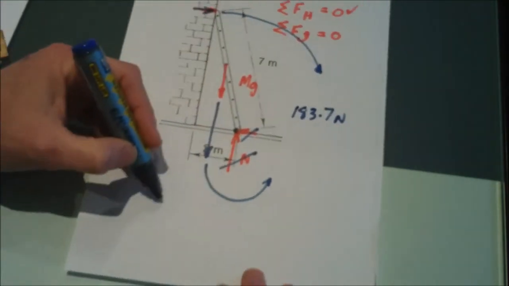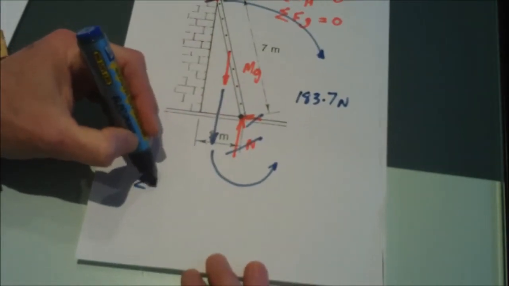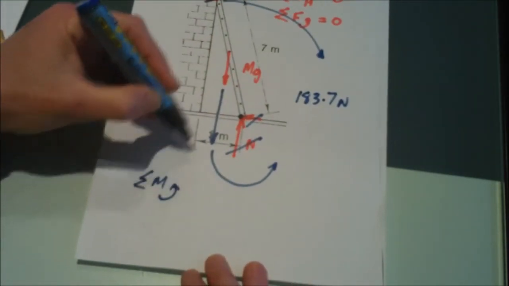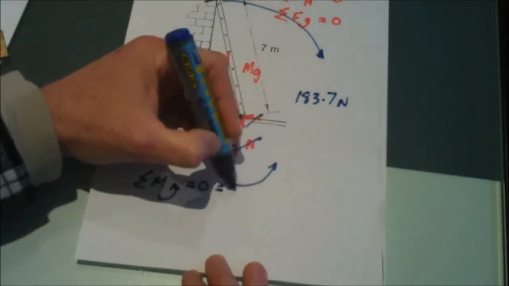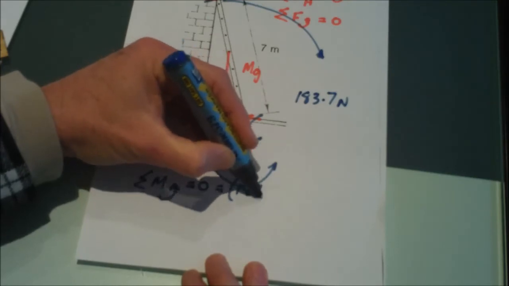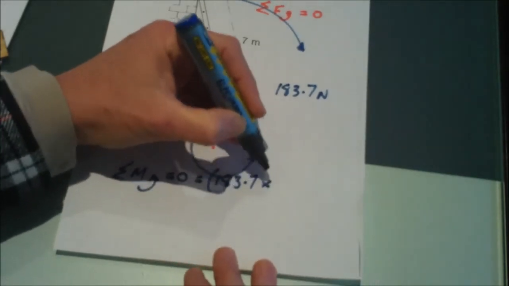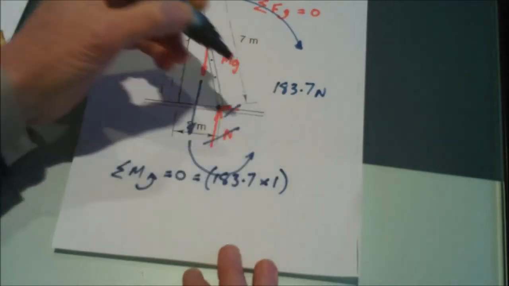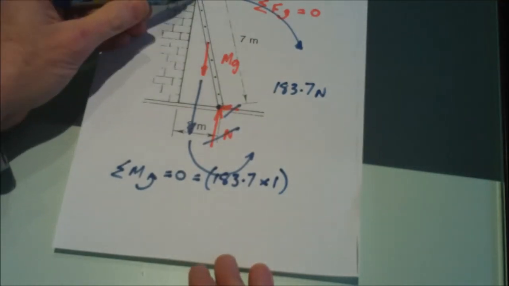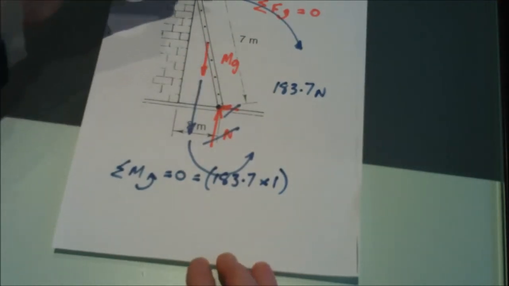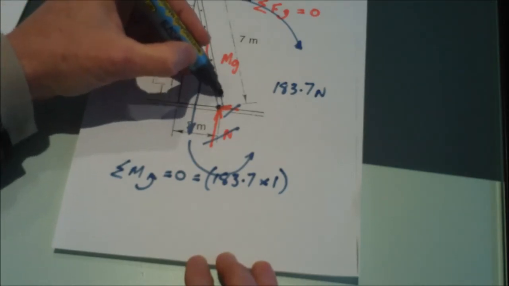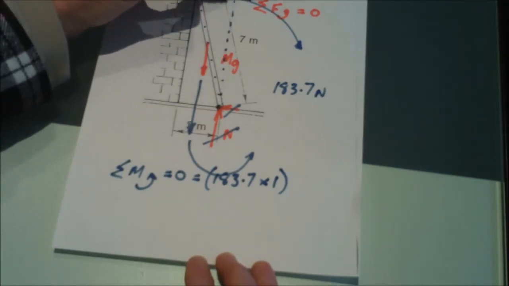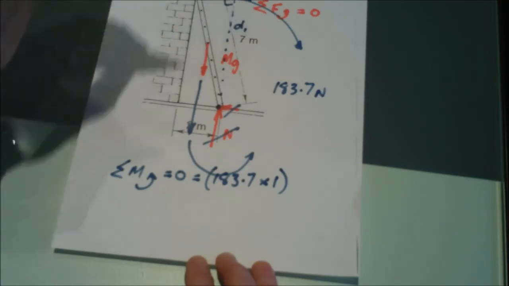So the sum of the moments, let's say we make the first one positive, is equal to 0. It's now equal to the first force, 183.7 times 1. Pretty straightforward. What about the other force? It isn't at 7, because its line of action comes out there. Its line of action for the distance at right angle is that distance there.